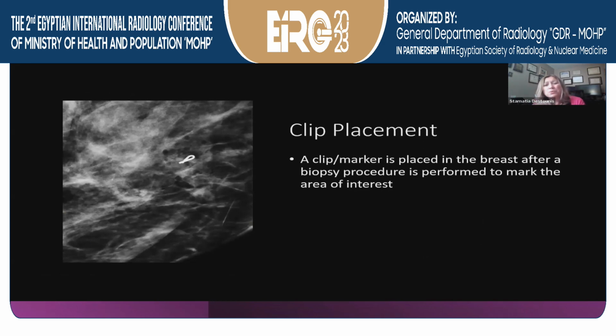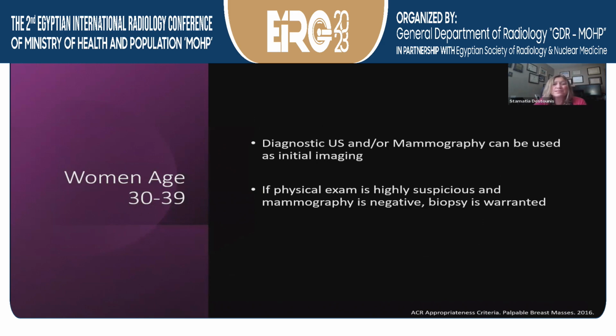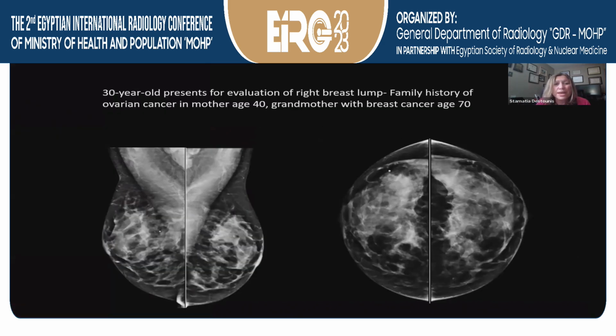We want to document where the clip is and make sure that's the area that we were interested in biopsying to start out with. So for women in their 30s, we follow our American College of Radiology appropriateness criteria. We'll go ahead and do an ultrasound and mammogram. If the physical exam is very suspicious, even if the mammogram is negative, we will pursue a biopsy.